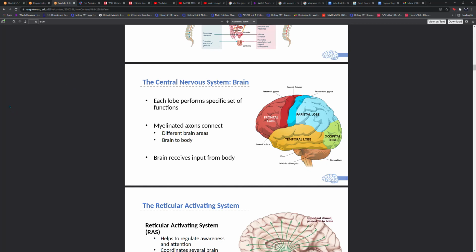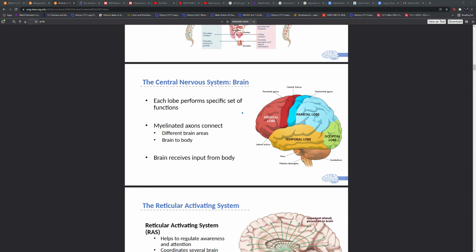Okay, so I chose to go over or teach the command center or the central nervous system, or as we know it, called the brain. And I want to go over each of the lobes that we have in our brain. So we have four lobes, as you can see in this picture right here, and each of these lobes performs a specific set of functions. So I'm going to start off with the frontal lobe.